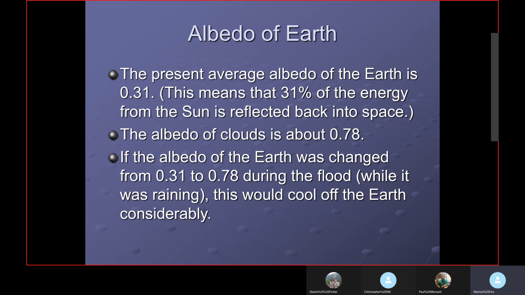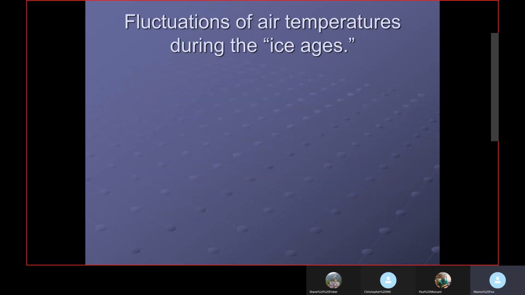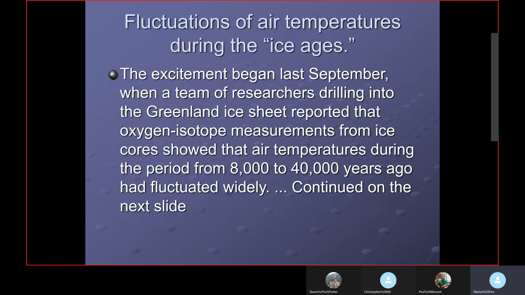Now, white ice has a very high albedo, so the ice caps would reflect the heat back out into space, and so that would effectively cool things down. Now, fluctuation in ice temperature during the ice ages. Again, the term ice ages is used by the atheist and old earth creationist. But what I'm saying is there were no ice ages. There was ice falling during the flood.